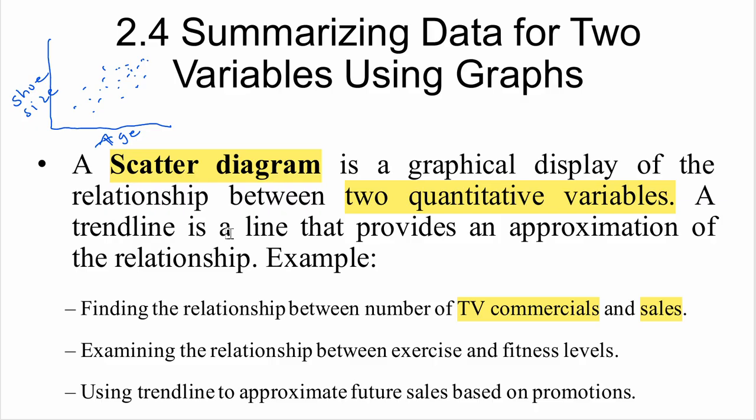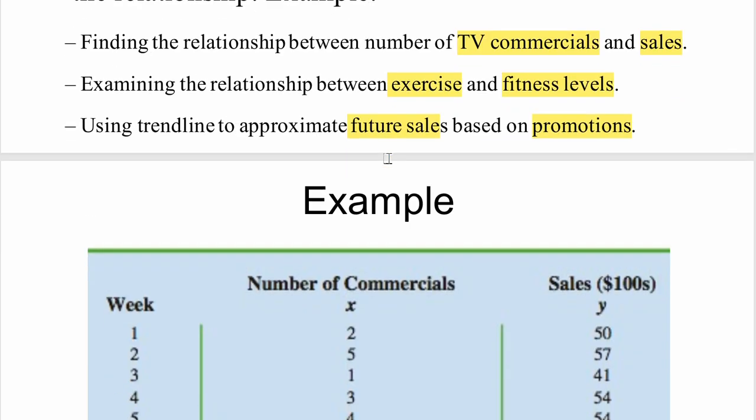Another example, we could use scatter plot to find a relationship between exercising and fitness level. Is there a causal relationship? Is it a positive relationship? If we control the influence of the lurking variable, will we be able to see a strong relationship between exercise and fitness level? Now, another example, could we establish a relationship between future sales and promotions? So these are some of the things we could do with a scatter plot. Using a scatter plot to establish the kind of relationship that exists between two variables.